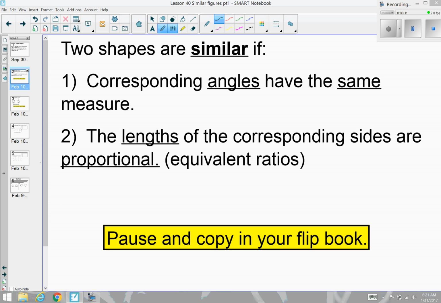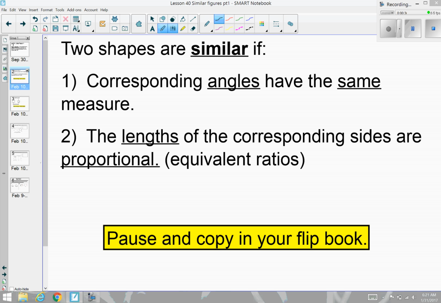So when we're talking about shapes, we've talked about whether they're congruent or whether they're similar. Remember, if they're congruent, they have the same shape and the same size. However, if they're similar, they're the same shape, but not necessarily the same size.